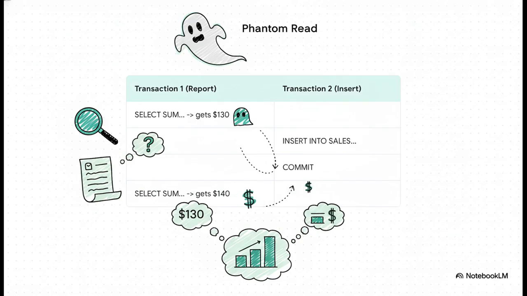Okay, here's another ghost for you, the phantom read. Transaction 1 asks for the total sales and gets, say, 130. A moment later, transaction 2 adds a brand new sale and successfully saves it. Now, when transaction 1 runs the exact same query again, it gets a different answer, 140. A new phantom row just mysteriously appeared out of nowhere, making the whole report inconsistent.